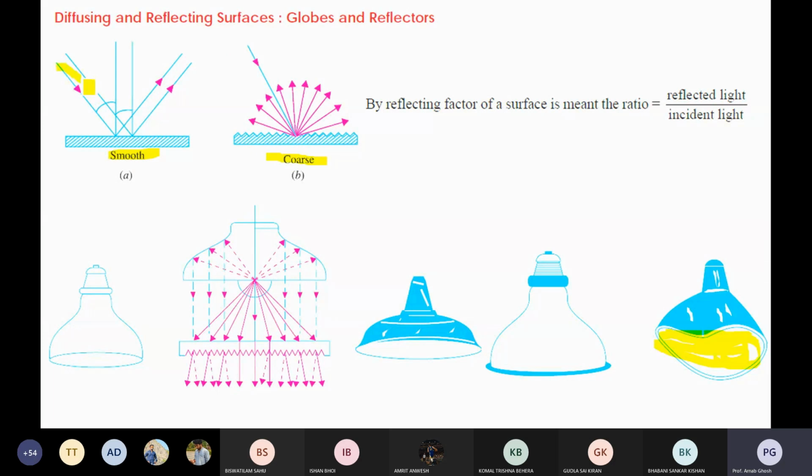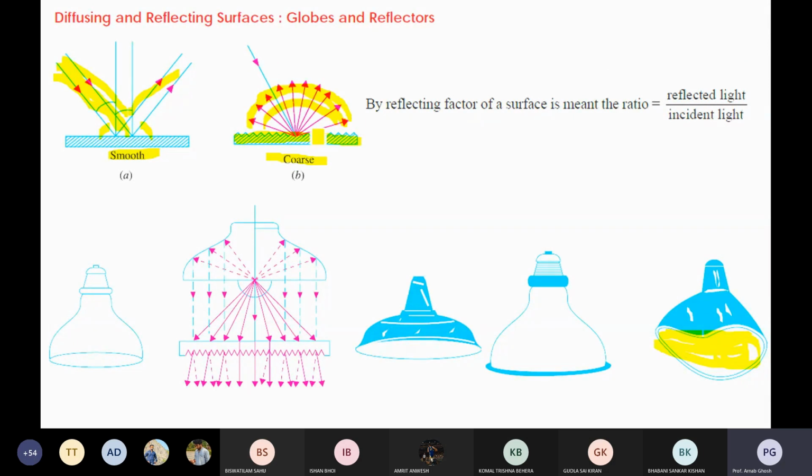So that is the case of a smooth surface. This is your uneven surface. From the uneven surface, what happens? The light beams come and are diffused, in different directions. You can see it is diffused. So two conditions are there, one is smooth, another one is coarse.